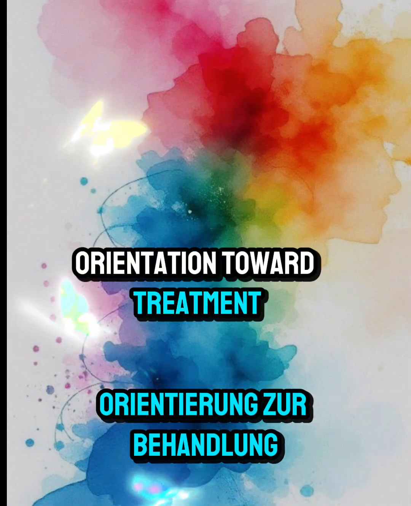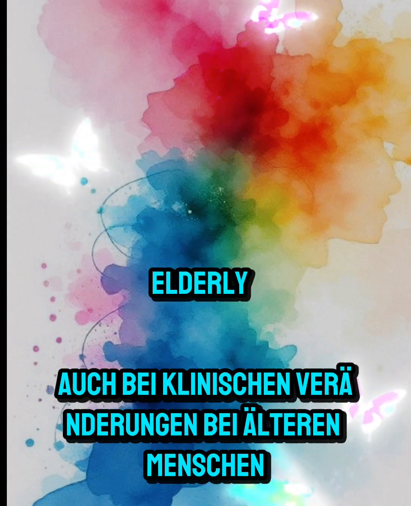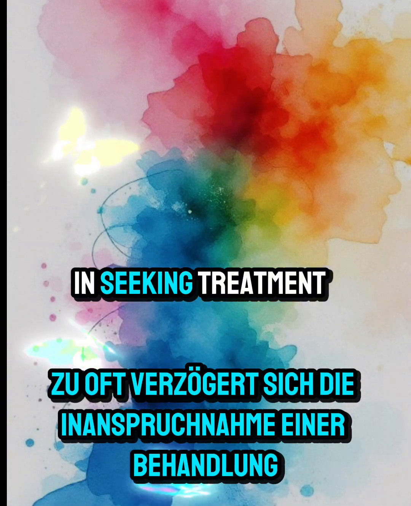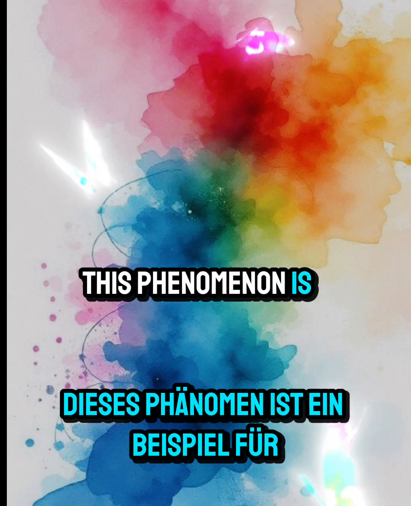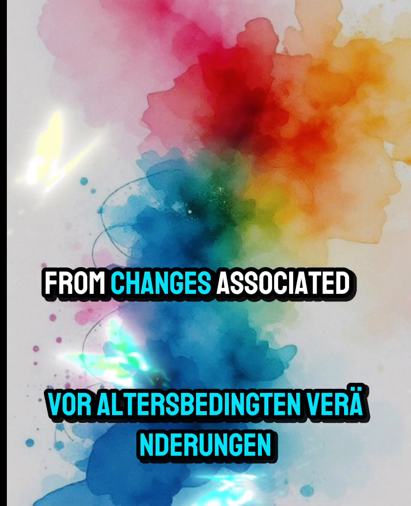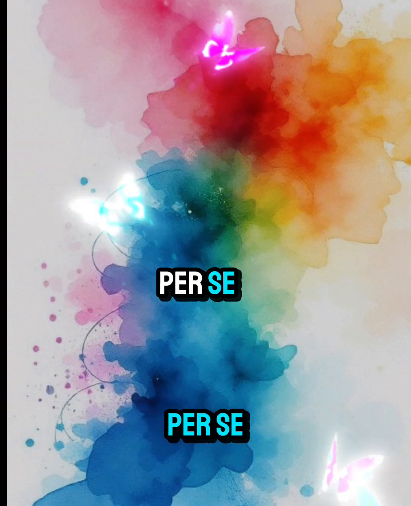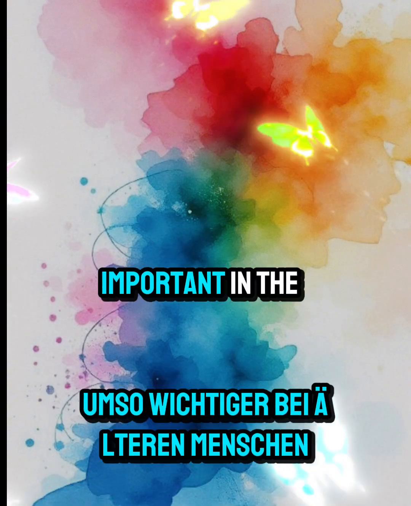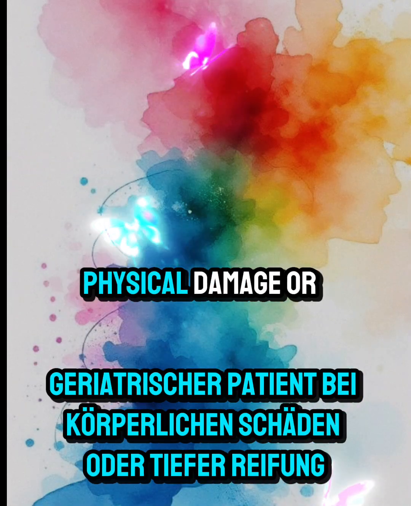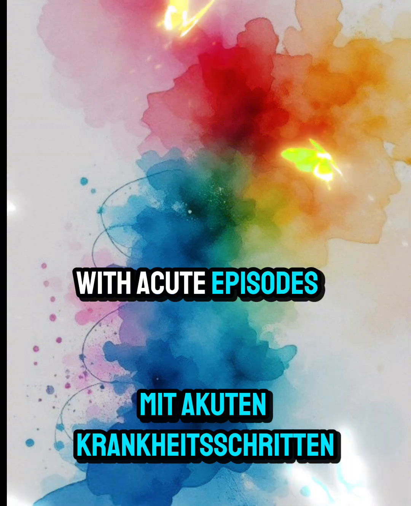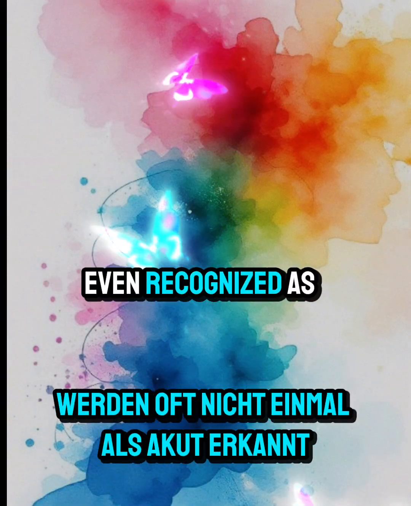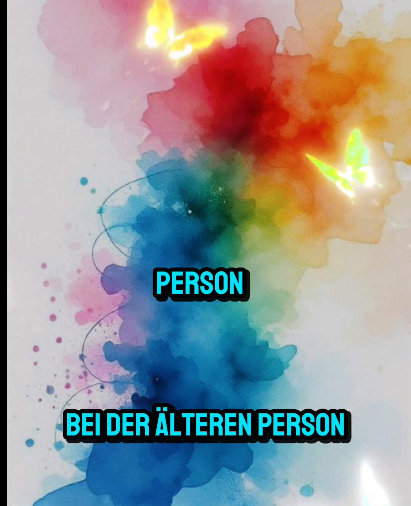Orientation toward treatment. Even when clinical changes in the elderly are viewed as potential signals of underlying illness, too often there is a delay in seeking treatment. This phenomenon is an example of the general obstacle of differentiating disease in older adults from changes associated with aging per se. Prompt treatment is all the more important in the elderly, given the greater potential in the frail geriatric patient for physical damage or deterioration with acute episodes of illness. Acute changes, in fact, are often not even recognized as being acute in the older person.